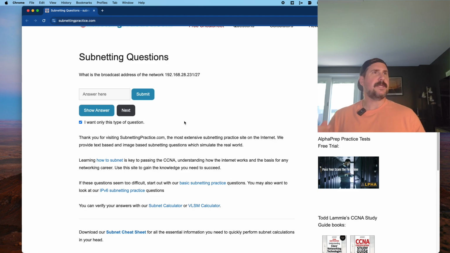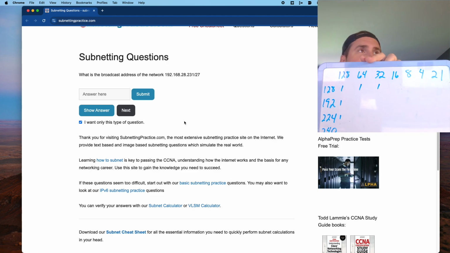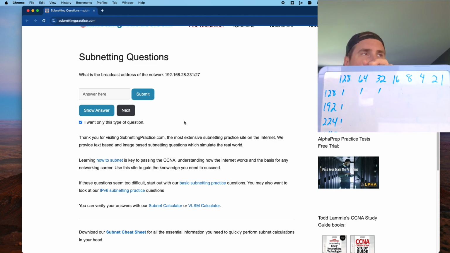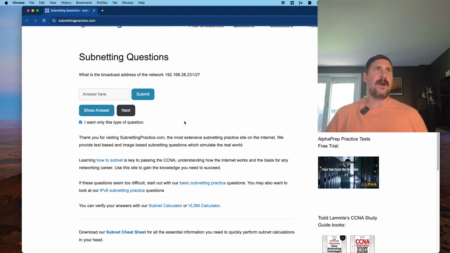Okay, what is the broadcast address of the network 192.168.28.231? All right, it's a /27, meaning we're in the fourth octet. We're adding 3 bits to the fourth octet. So we got 24 up through the third octet, 24, 25, 26, 27, which means I just added the 3 bits to get to 27, starting at 24 for the fourth octet. Our block sizes are in 32. All right, so we need to figure out where we are in the network.